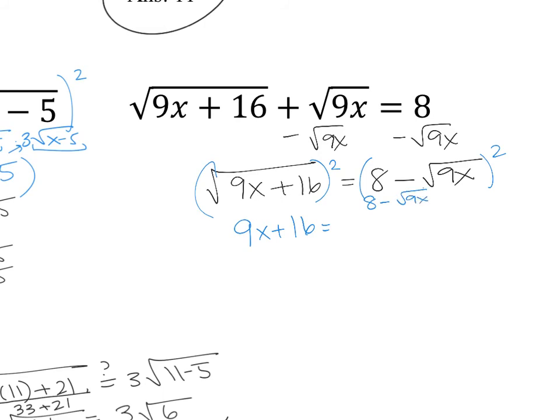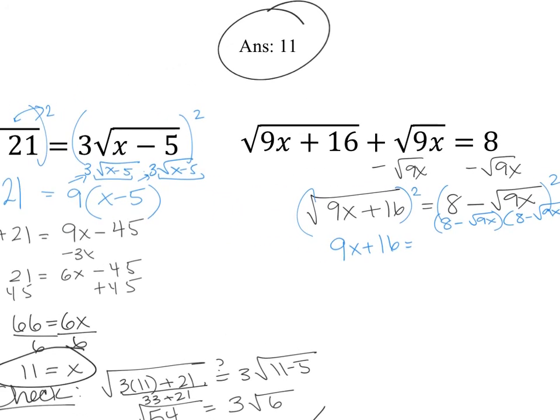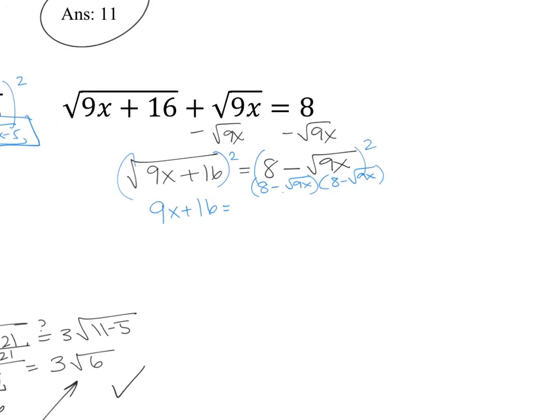We're going to multiply this out twice, and we're going to have to distribute that. So that's different from the problem we had a second ago where everything was multiplication there. Here, we have these terms being added, so we have to be a little careful. So if we distribute that, we're going to get 8 times 8 is 64. 8 times that radical is negative 8 radical 9x.